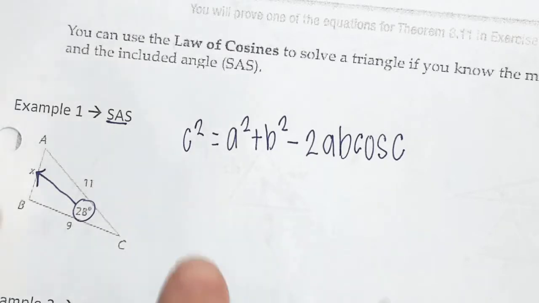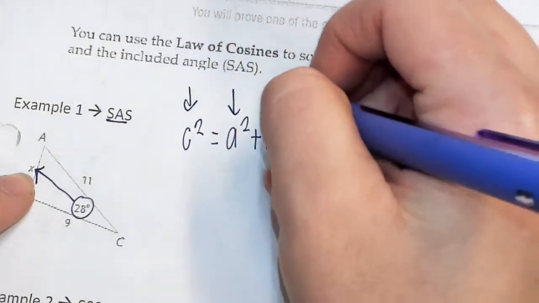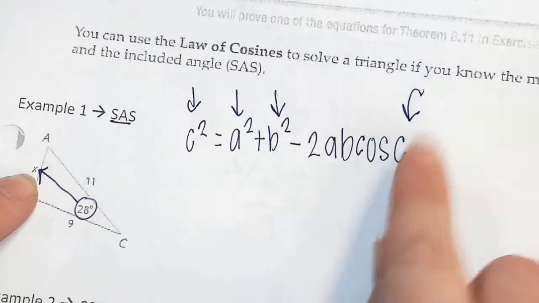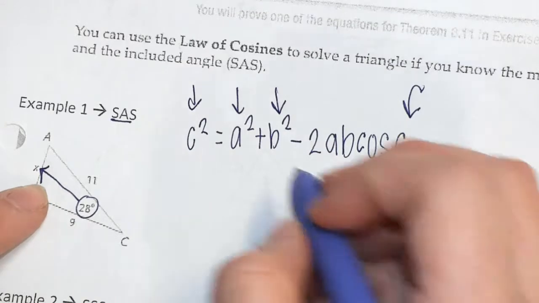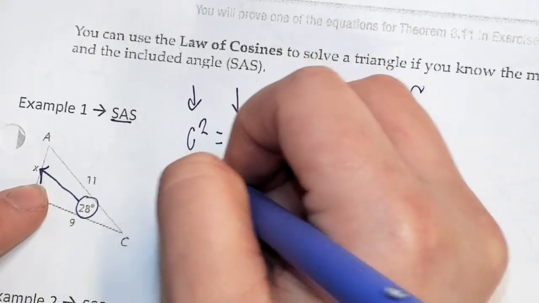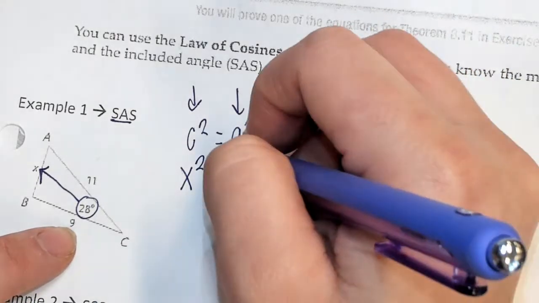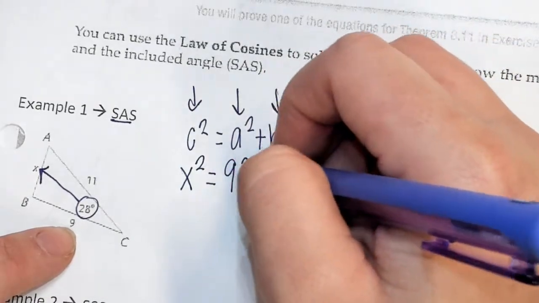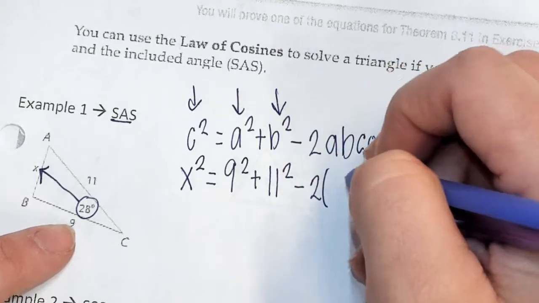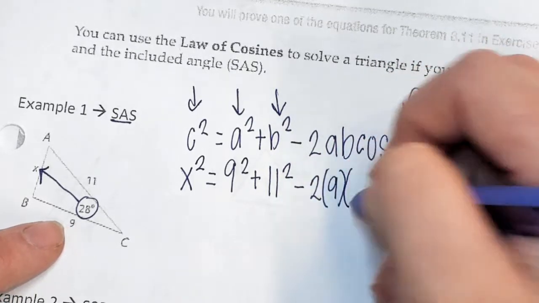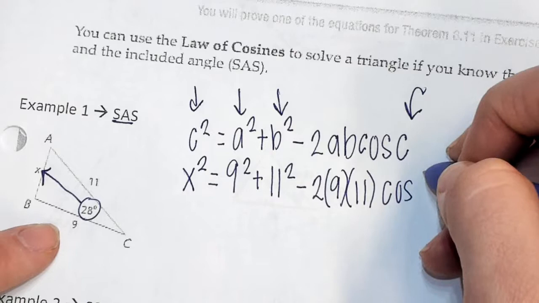Okay, so now let's plug it in. Well, X is what I'm finding, and it's the side. Remember, these right here are always sides. This is your only angle. You always are only going to have one angle in Law of Cosines. So when we're plugging this in, you're going to have X squared equals, what's the side of A? 9. So you'll have 9 squared plus, what's B? 11 squared minus 2 times 9, which was A, which was 9, told you. B, which was 11, and cosine of 28.